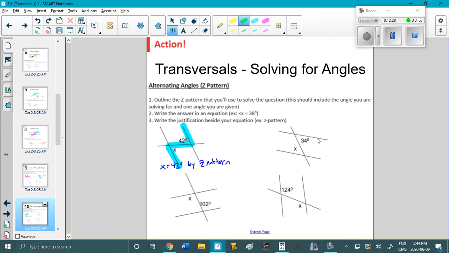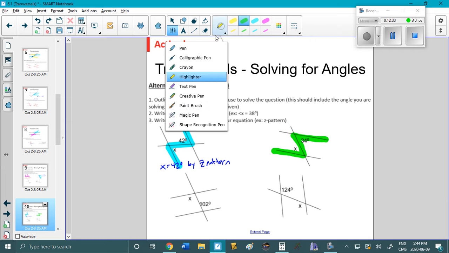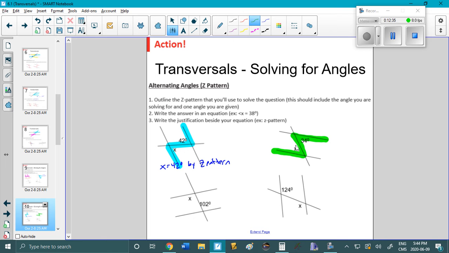And then I'll come over here, and I'll draw in my Z there. And because these are both tucked in the Z, we know that X equals 34 degrees by Z pattern. Again, that's 2 marks. 1 for the answer, 1 for telling me why. You go ahead and try the next 2.